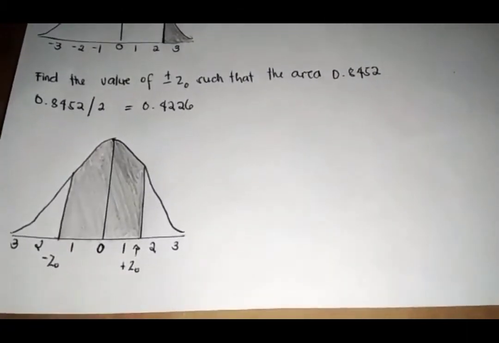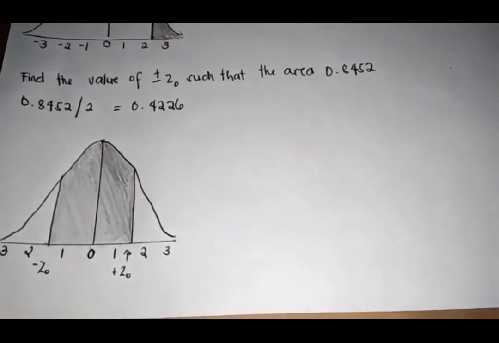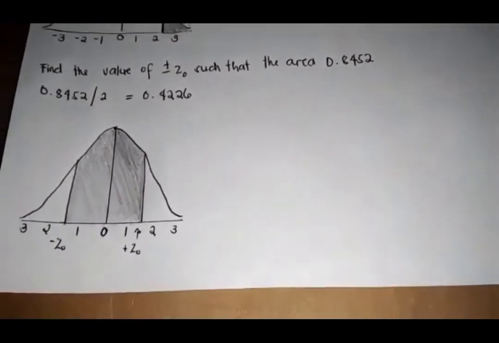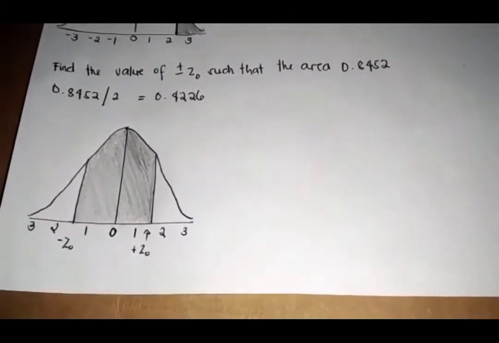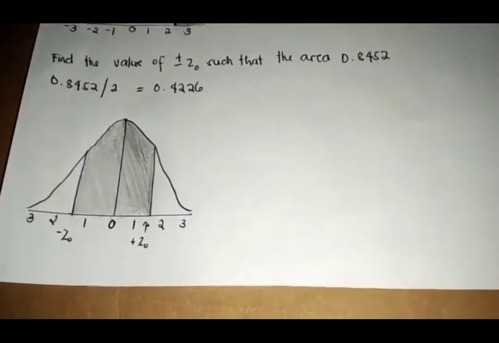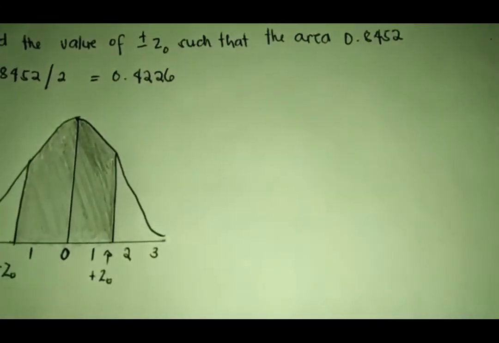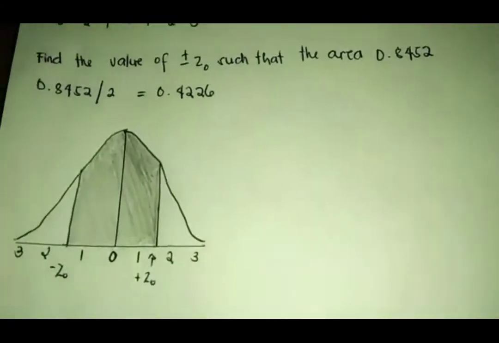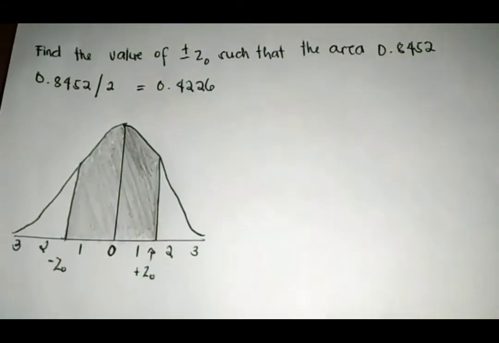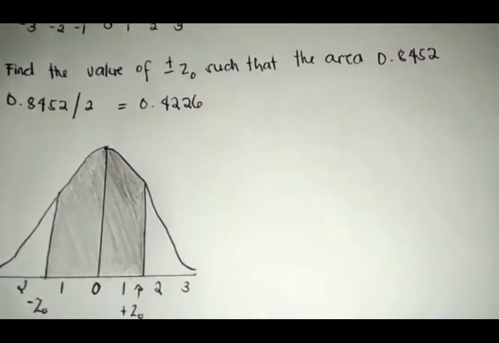Another example: find the value of positive and negative z-score such that the area is 0.8452. Since the area given is more than 0.5 and there are two values of z-score to be obtained, 0.8452 has to be divided by 2. So 0.8452 divided by 2 is equal to 0.4226.